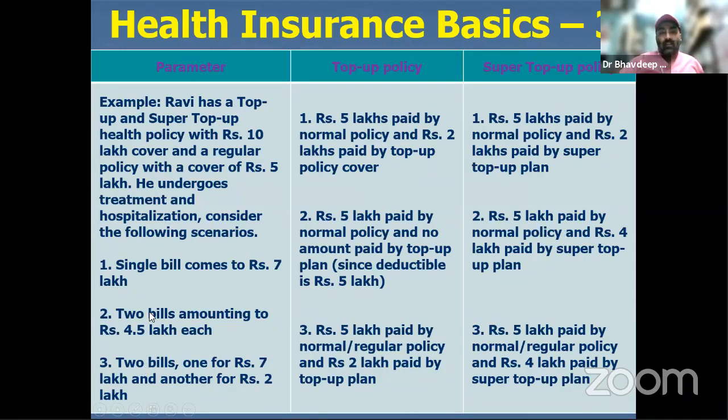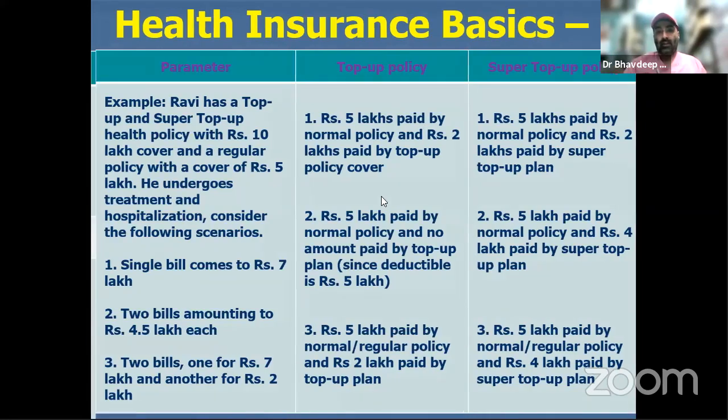Now the third situation, 2 bills, one for 7 lakhs, another for 2 lakhs. Because the 5 lakh deductible is breached, 5 lakh is paid by the regular plan and 2 lakh by the top up plan. And if you have just the super top up, 5 lakh is paid by the normal policy and 4 lakh by the super top up plan. So this is the way things work. This will not be permissible if your total bill is below the deductible, or if there are multiple bills. This will be permissible after one deductible limit and multiple times. So you pick and choose accordingly.